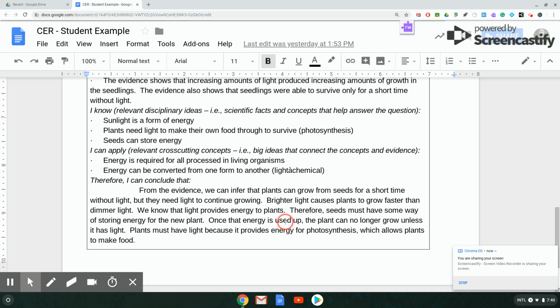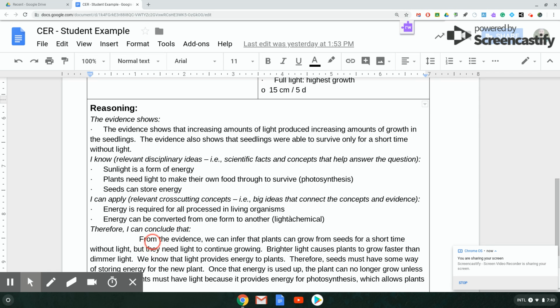Therefore, seeds must have some way of storing energy for a new plant. Once that energy is used up, the plant can no longer grow unless it has light. So this part right here we learned when the plant in the dark grew but then stopped. Plants must have light because it provides energy, photosynthesis, which allows plants to make food. So please use this as a means to help you write your screencast today.